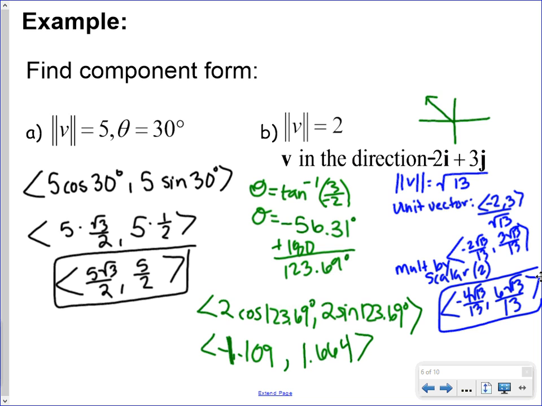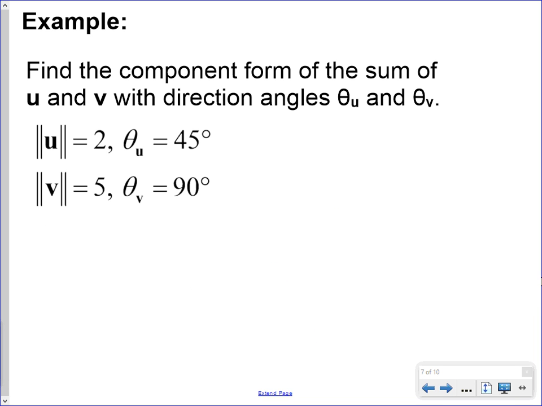Okay, here's another example where we want to find the component form for the sum of u and v with the direction angles theta u and theta v. Okay, so that theta sub u and theta sub v is just a way for us to keep track of which angle belongs to which vector. So it's just a way to name the angles.